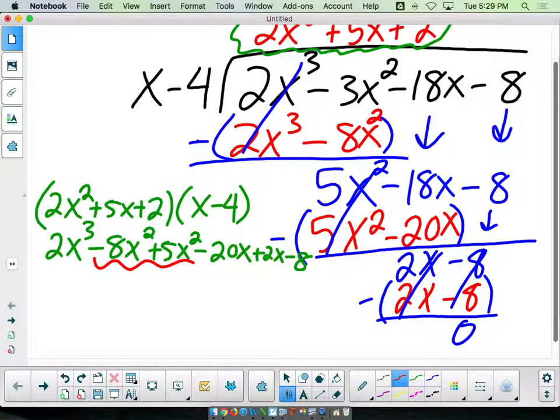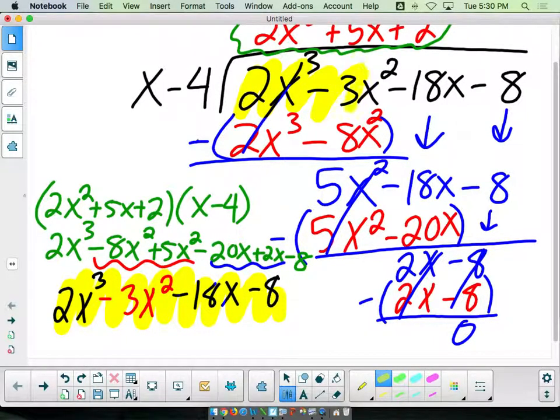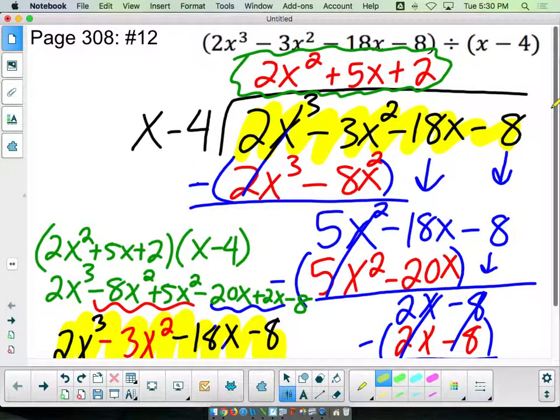Then I combine like terms to get minus 3x squared. I combine like terms to get minus 18x. Bring down this other stuff as minus 8 and 2x cubed. And sure enough, that's what I started with underneath the radical, or underneath the division sign. So since this matches this, I know I did the problem correctly, and this is our solution: 2x squared plus 5x plus 2.